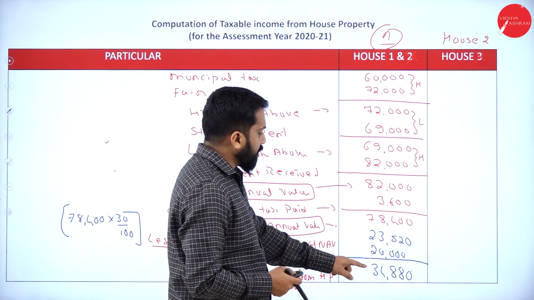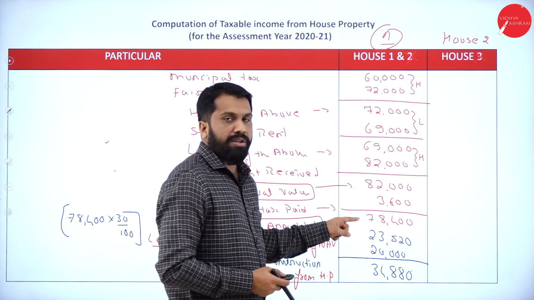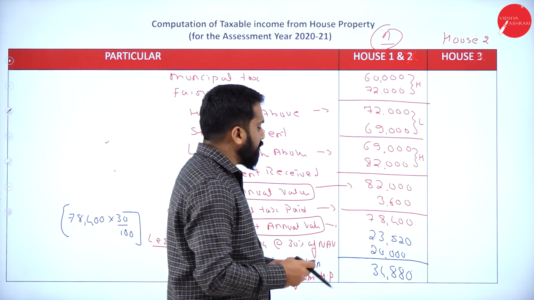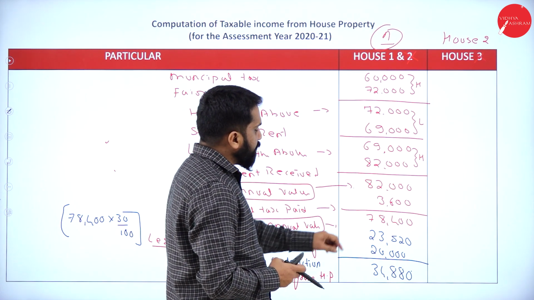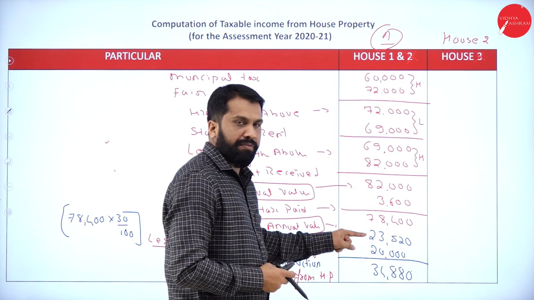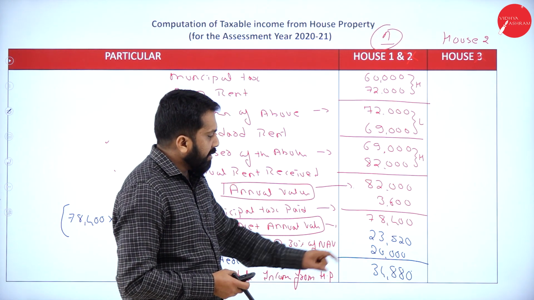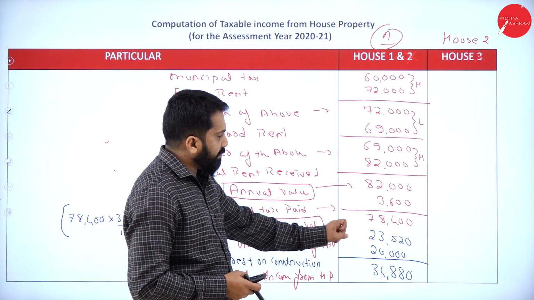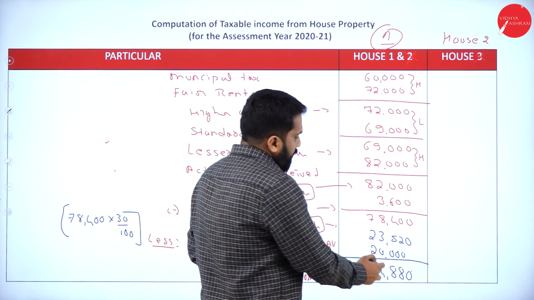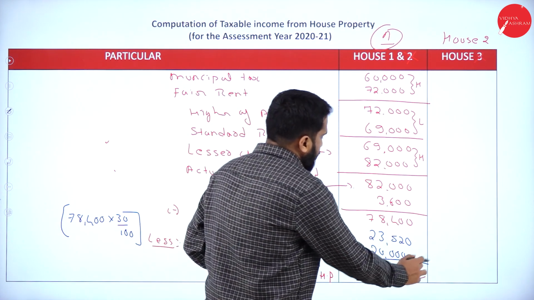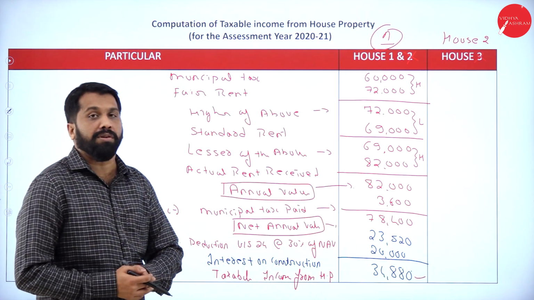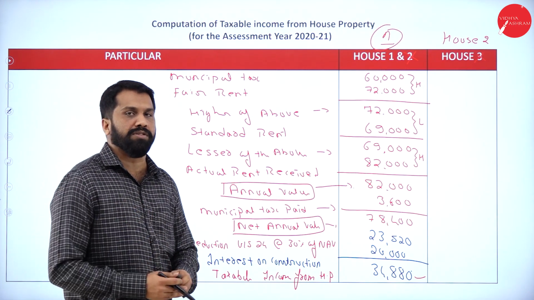If you want to cross check, you can add these 3. You should get 78,400. We'll check it once. 23 plus 20, it is 43. Plus 34, it will be 77. 78 and yes, 78,400. Yes, correct. So this is all about your house 1. We'll go for house 2.